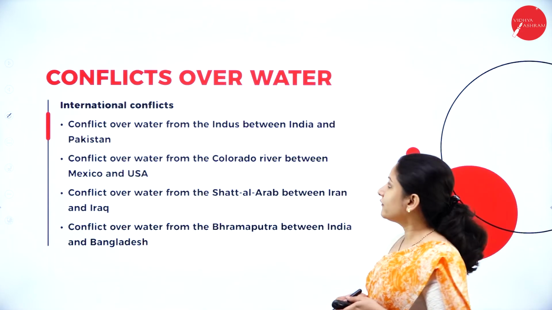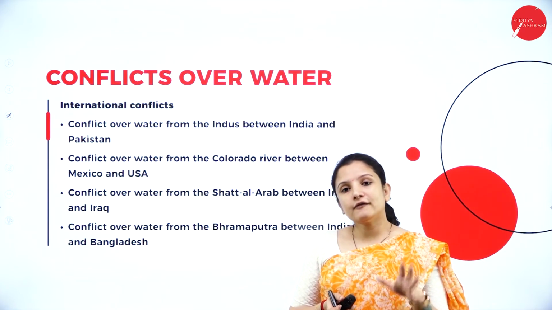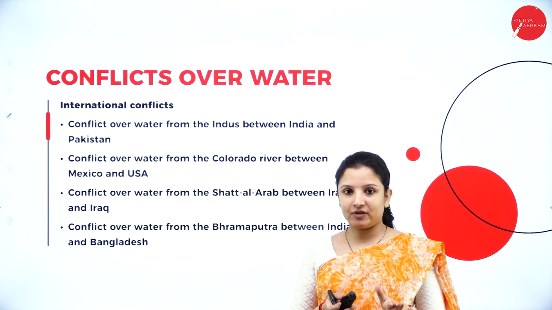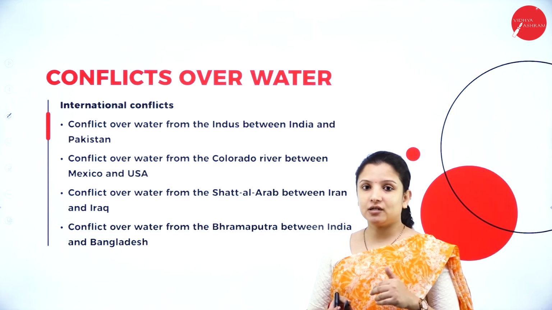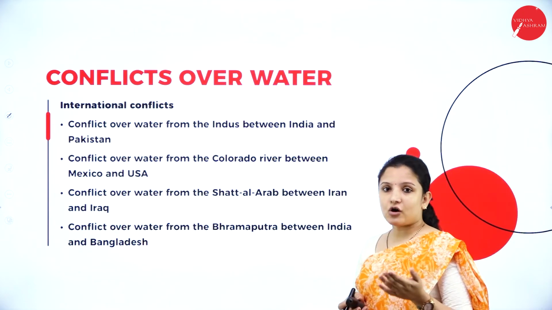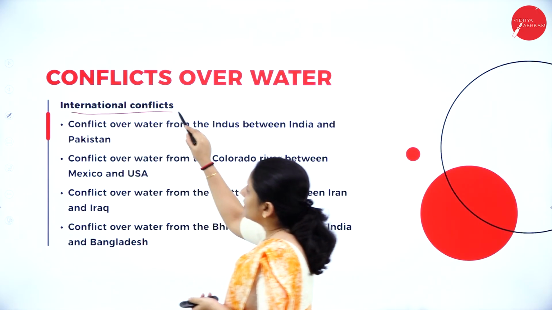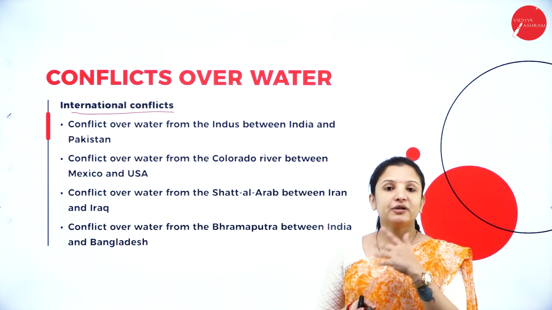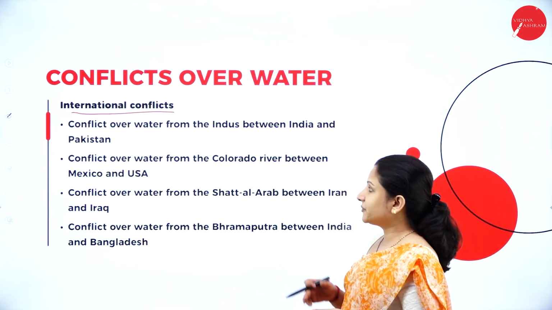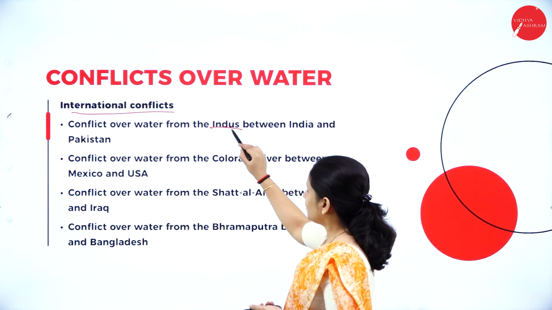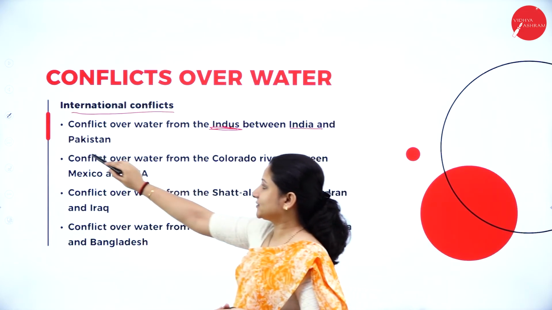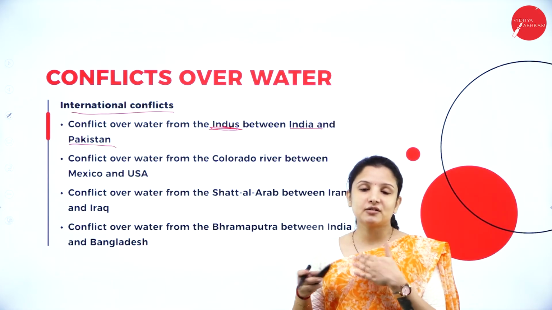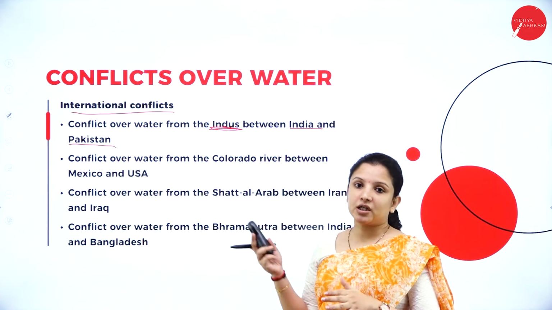Next, let's study about the conflicts over water. A lot of conflict has been going on over water, both at the international level and the national level, right? So here I have listed a few conflicts. International conflicts means conflict between nations. National conflict means conflict within the nation itself, that is between neighboring villages or between states. International conflicts: conflict over water from the Indus river between India and Pakistan. This river flows between India and Pakistan, and there is always a conflict between the two nations for this particular water source.